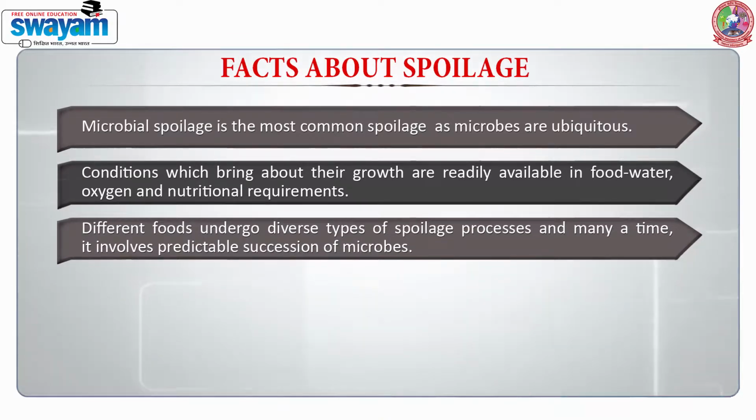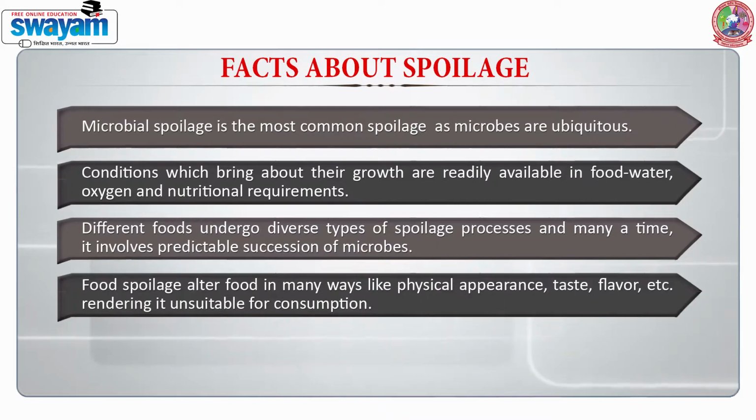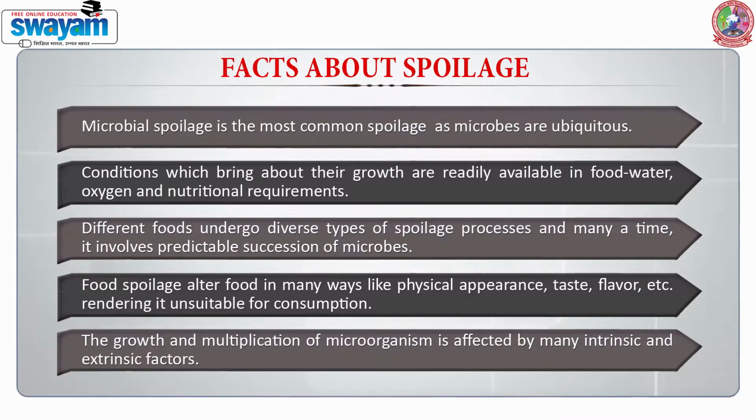When we talk about foods, they undergo different types of spoilage processes, and at times we can also predict the succession of microbes. Food spoilage alters the food in various ways. These can be the physical parameters, the taste of the food, the flavor, but the main thing is it's unsuitable for consumption. The growth and multiplication of microorganisms is affected by various factors. These factors can be intrinsic, within the food, and extrinsic, which is the environment.